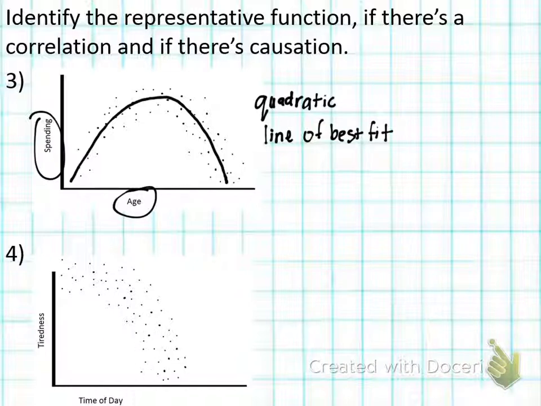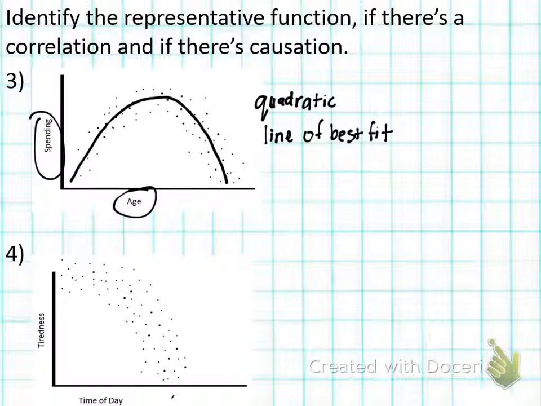And then at 7th period, down here, their tiredness is... well, I guess it's the opposite. It would be not tiredness, but the amount of energy they have. So what do you see about this? Is this quadratic or exponential or linear? You think it's exponential? Okay, good.